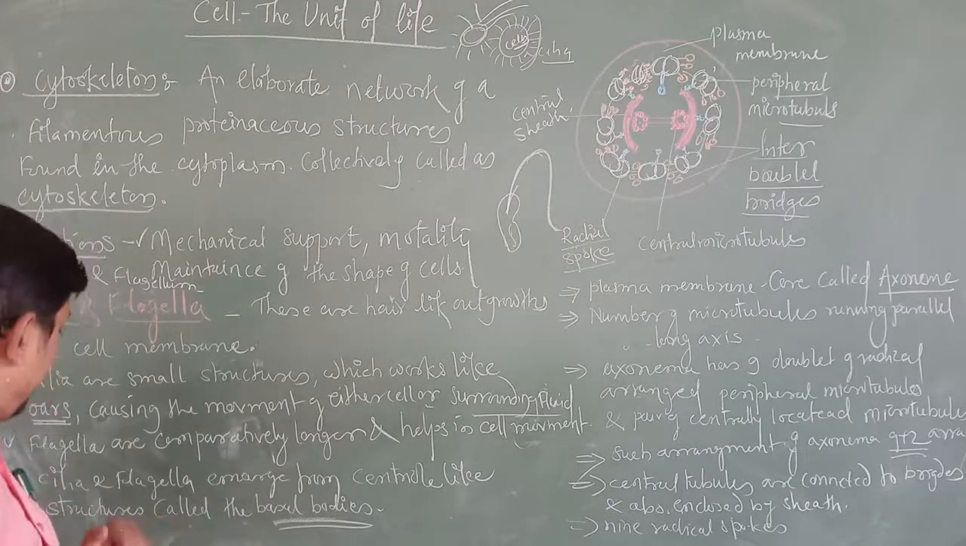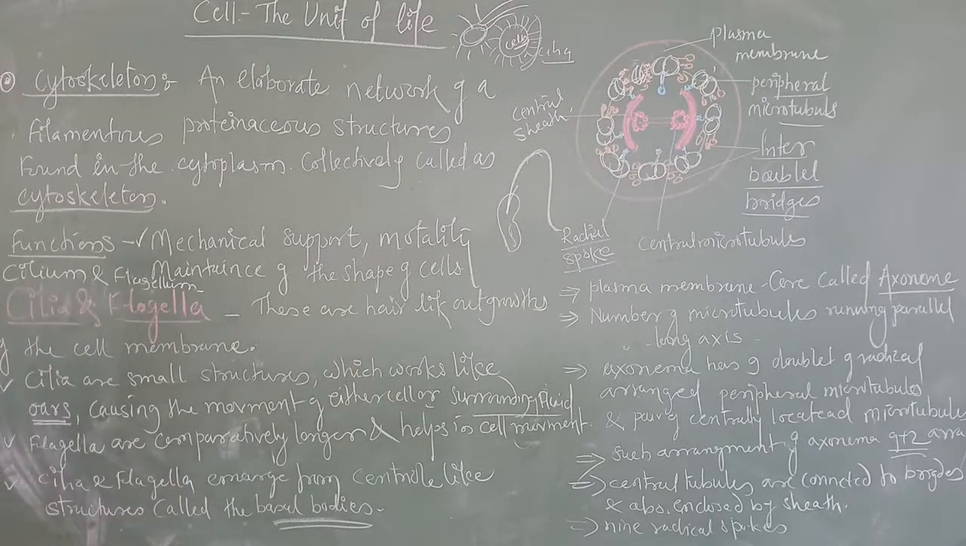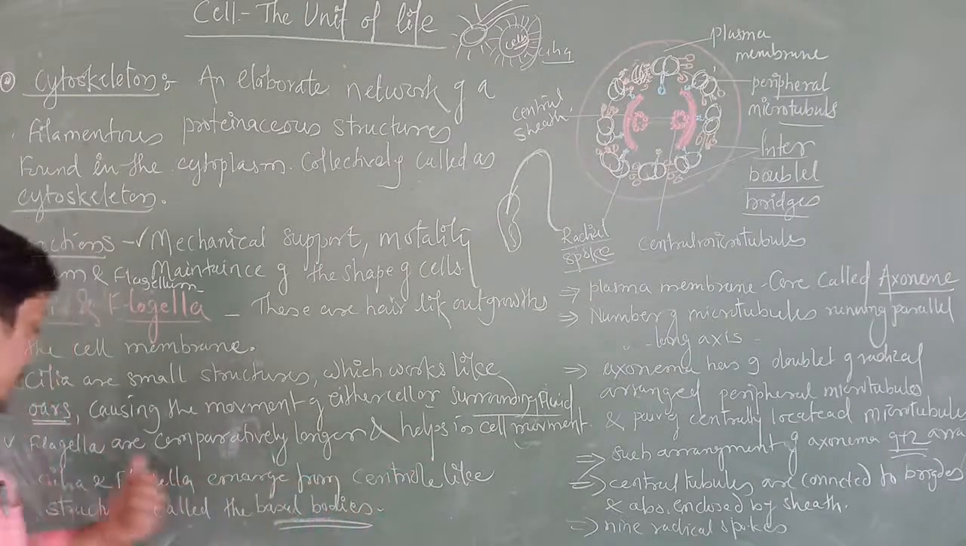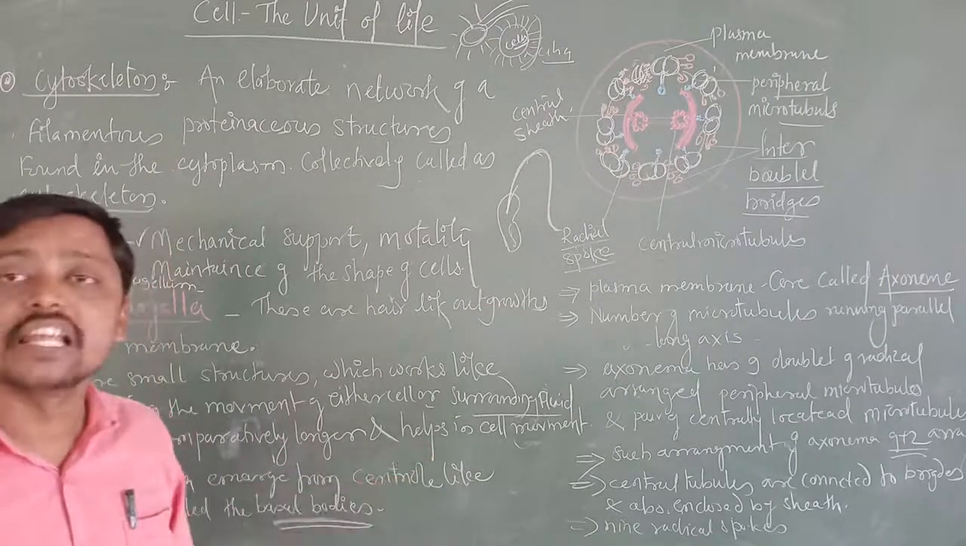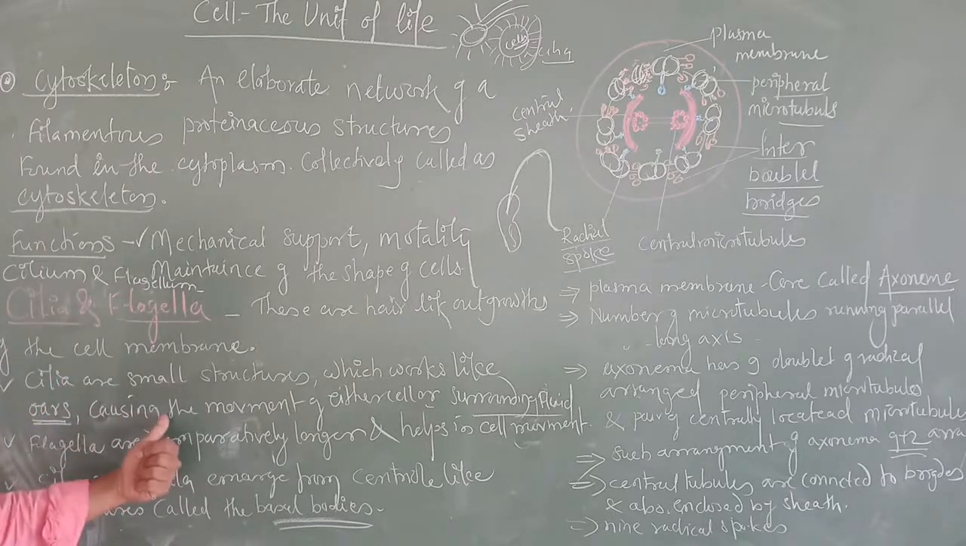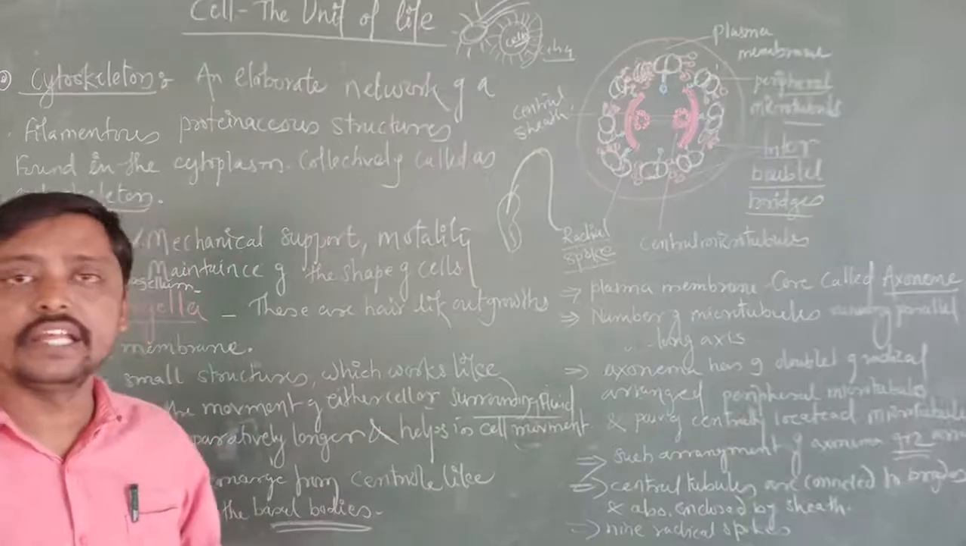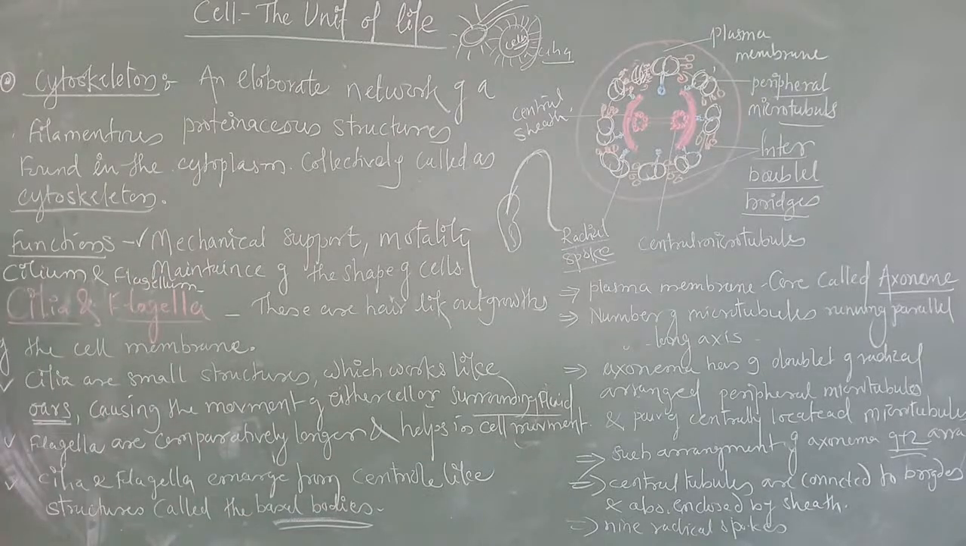And from where do the cilia and flagella emerge? They emerge from the basal bodies. And what are the functions in the cells? They provide motility to the cell. Flagella are comparatively longer and help in cell movement, and cilia help in cell movement or movement of the surrounding fluid. This is about the cilia and flagella.